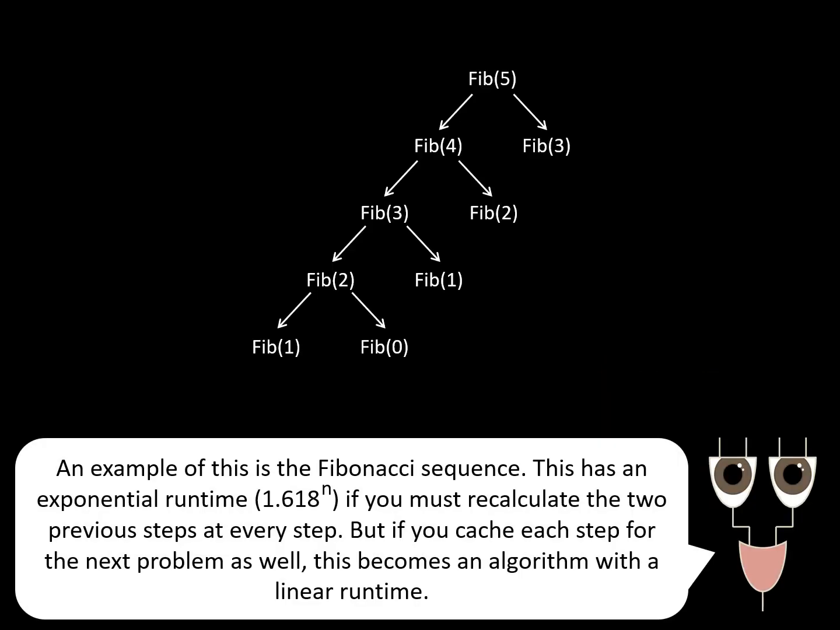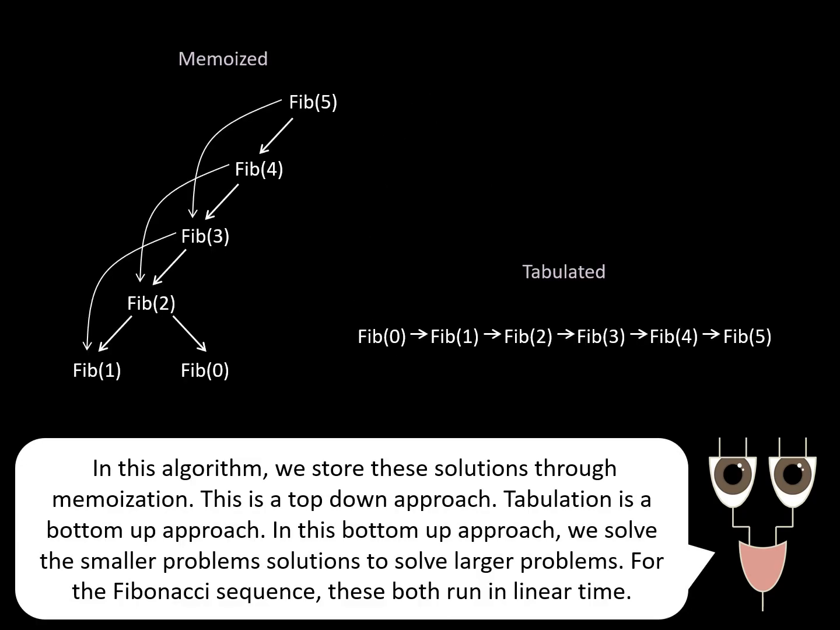An example of this is the Fibonacci sequence. This has an exponential runtime, 1.618 to the nth power, if you must recalculate the two previous steps at every step. But if you cache each step for the next problem as well, this becomes an algorithm with a linear runtime. In this algorithm, we store these solutions through memoization. This is a top-down approach. Tabulation is a bottom-up approach. In this bottom-up approach, we solve the smaller problem solutions to solve larger problems. For the Fibonacci sequence, these both run in linear time.